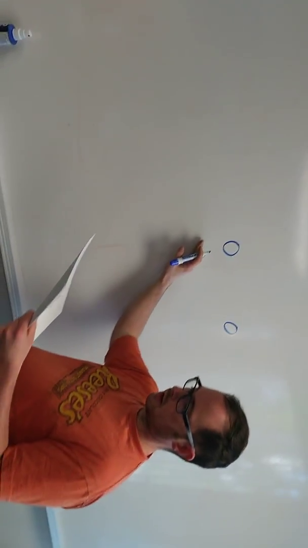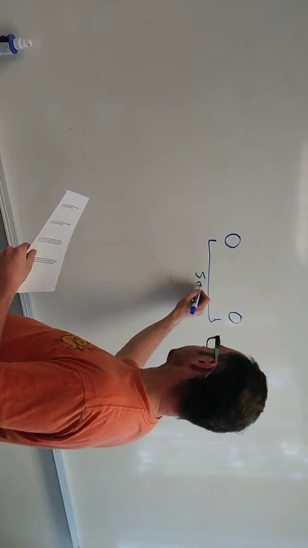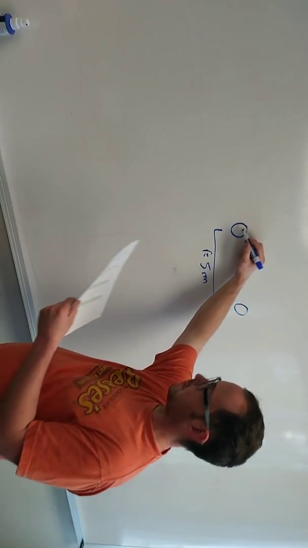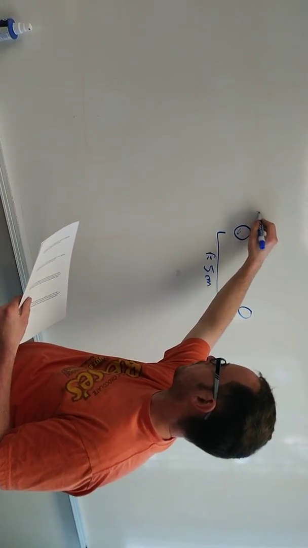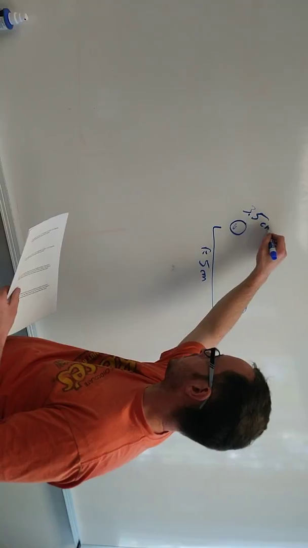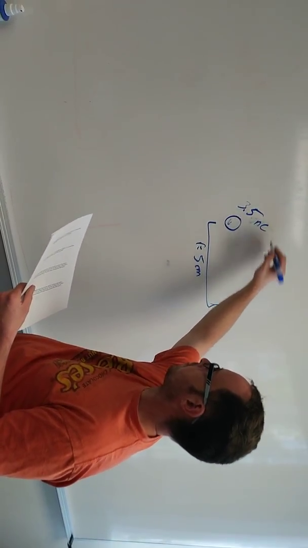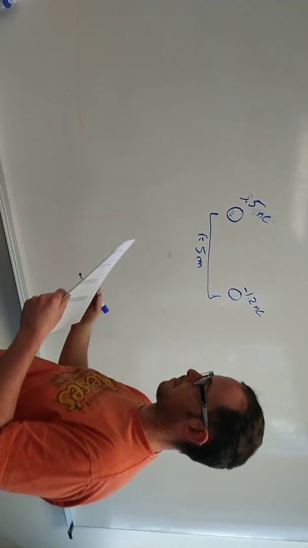So this one you have 2 charges. It's on a number line going from 0 to 5, so they're pretty much 5 centimeters apart. This one is 3.5 nanocoulombs, my bad. And this one's negative 1.2 nanocoulombs.